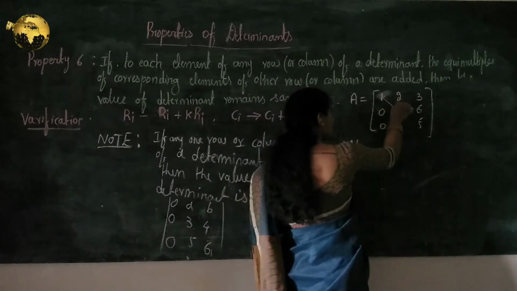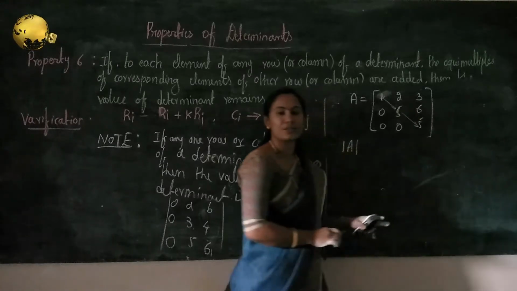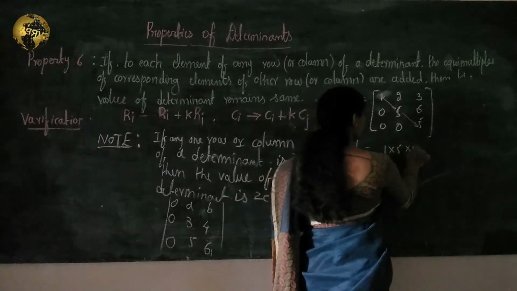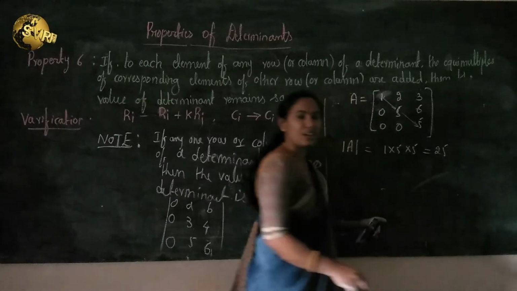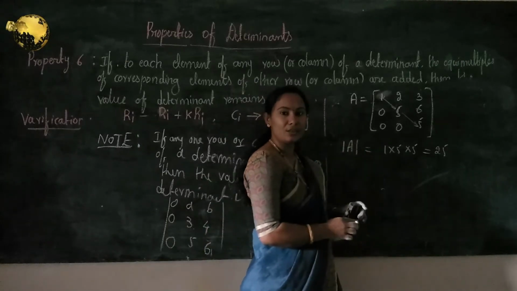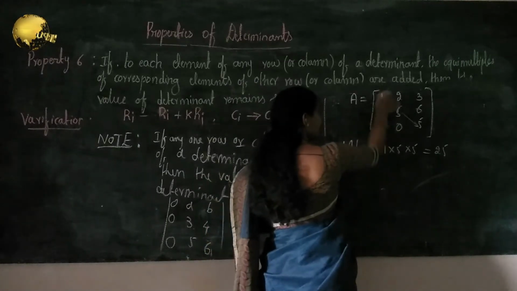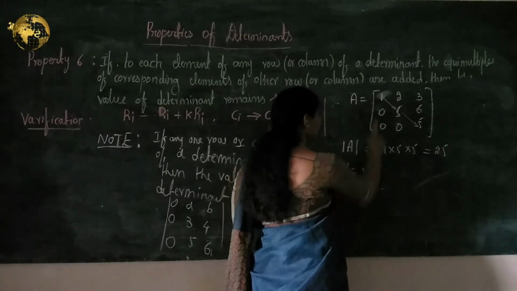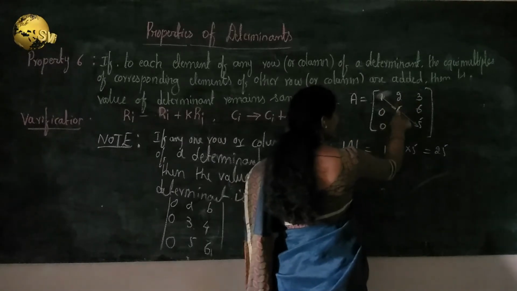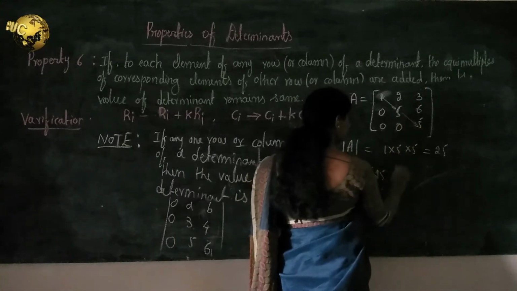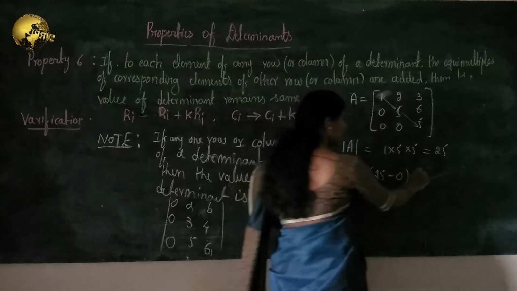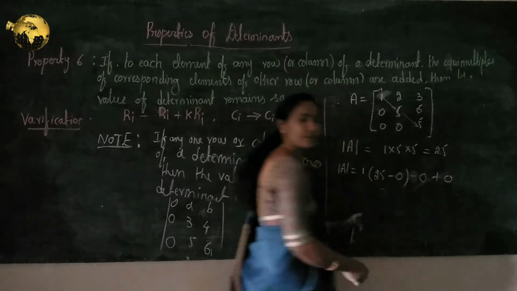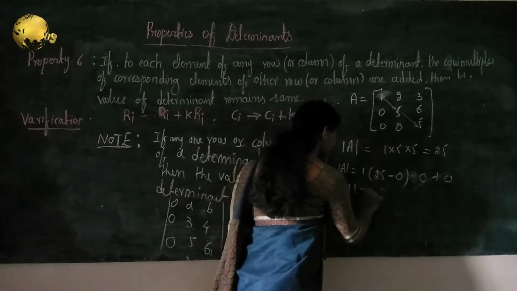That is the product of diagonal elements, that is 1 into 5 into 5, which is 25. Let's expand the determinant and we get the same value. Here we will expand along column 1. So determinant A is equal to 1 into 5 times 5, which is 25, minus 0. The second element is 0, so it will vanish, plus 0, with signs plus, minus, plus. So we will get the determinant value 25.